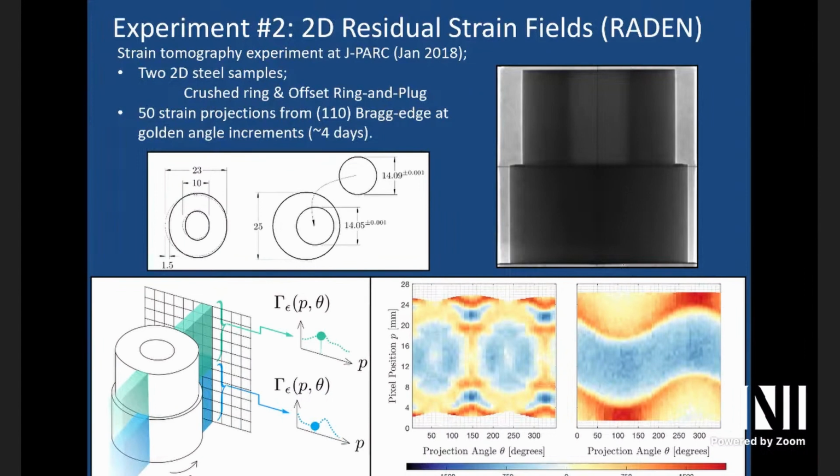The first sample was a crushed ring, like on the left-hand side there, just a little ring of steel that was stress relieved through a thermal process, and then we just squashed it on the diameter to build in residual stress through that plasticity. The second sample is a ring and plug sample, which is something that people use all the time in this area as a standard. Our ring and plug is a bit different than normal because our plug is not in the middle of the ring. So we're looking for something that's not axisymmetric.